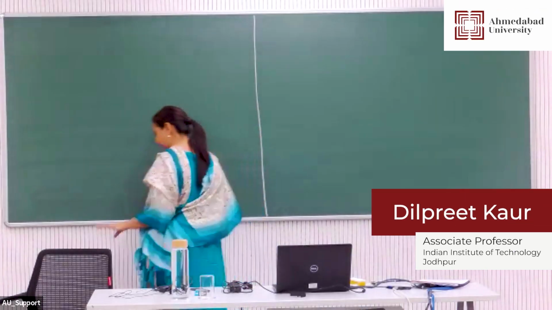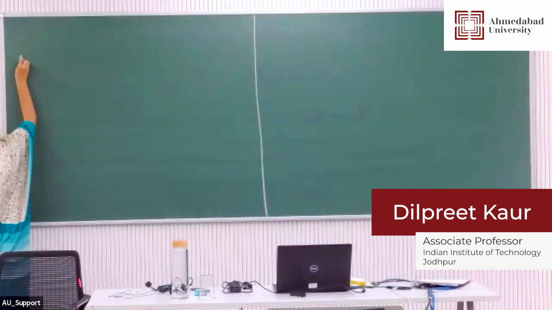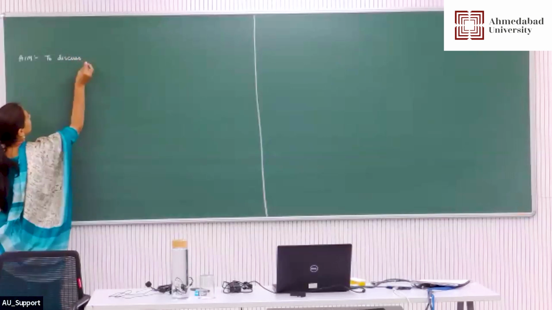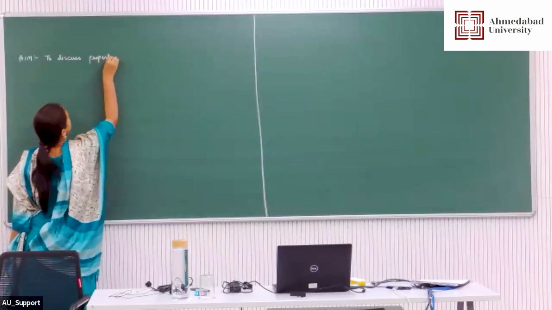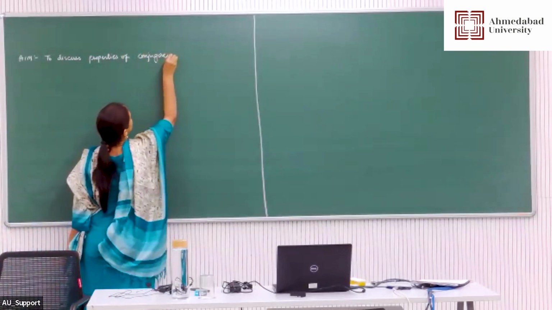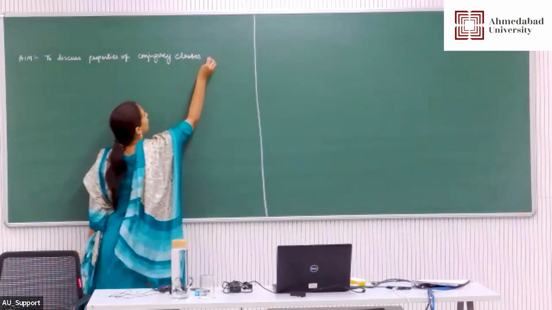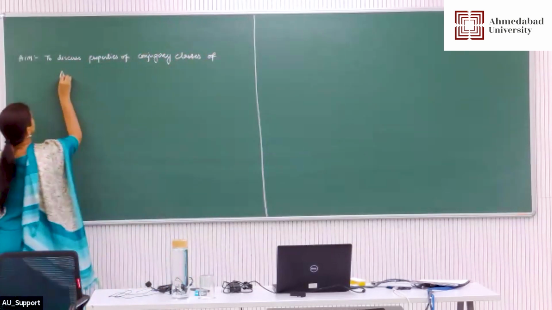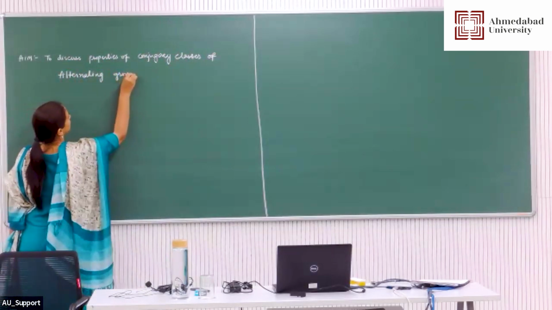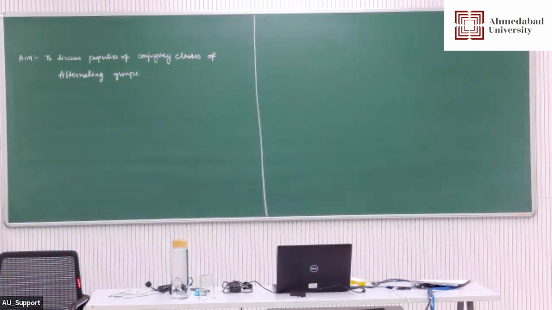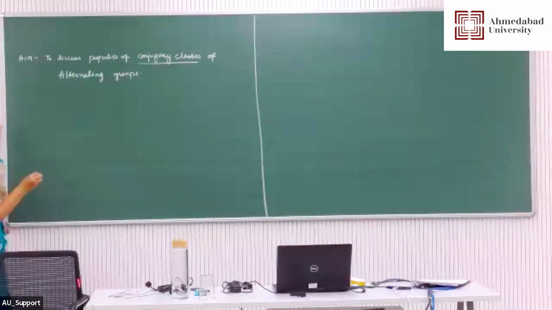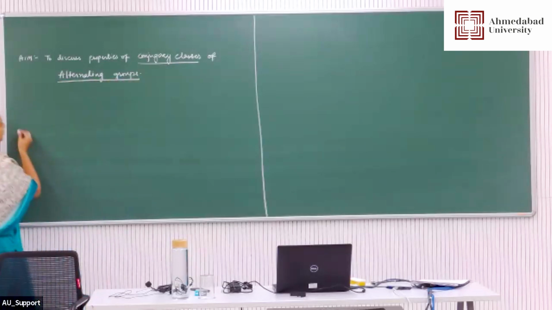So today we will be discussing properties of conjugacy classes of alternating groups. I have kept my talk very basic, so if you have any doubt, please feel free to stop and ask me. So first I'll start explaining this term. What do I mean by conjugacy class and what is the meaning of alternating group?